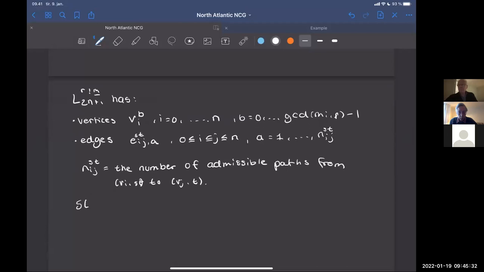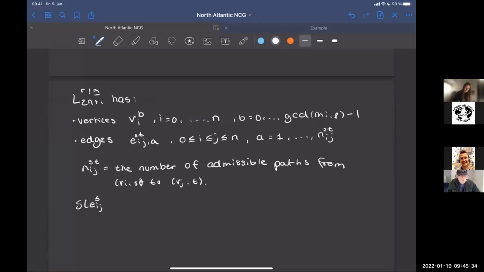And the source of e is given by v_i s, and the range is given by v_j t. Okay, so let me give you an example to understand this definition better.